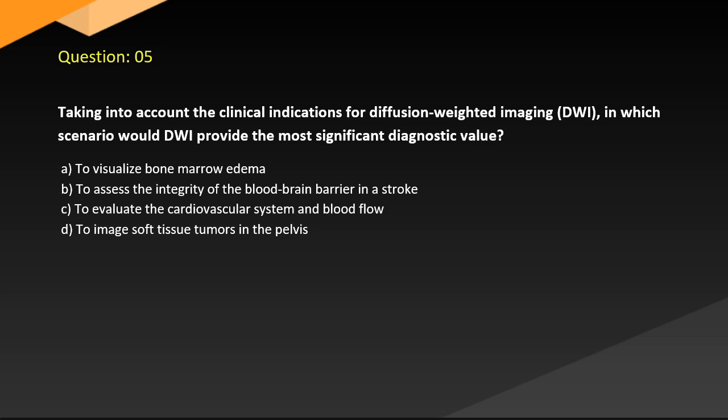Question 5. Taking into account the clinical indications for diffusion-weighted imaging, in which scenario would it provide the most significant diagnostic value? A. To visualize bone marrow edema. B. To assess the integrity of the blood-brain barrier in a stroke. C. To evaluate the cardiovascular system and blood flow. D. To image soft tissue tumors in the pelvis.